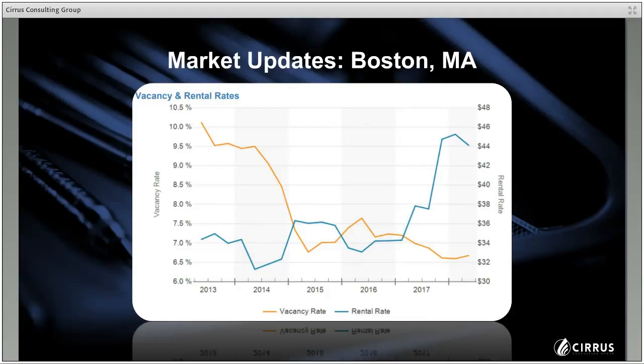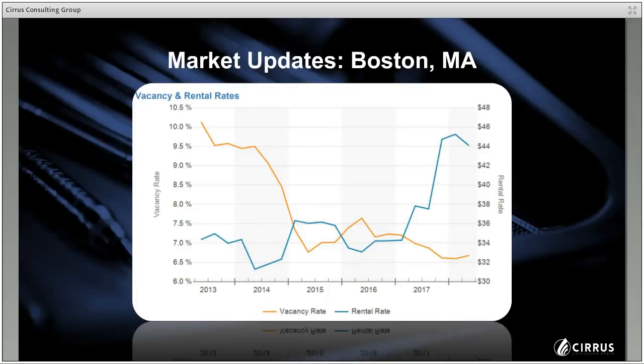I thought it would be beneficial, before jumping into the core content for today, to provide you all with a little bit of a snapshot into markets across the country and a little bit of an update on the vacancy rate and the rental rate that are trending across the country.